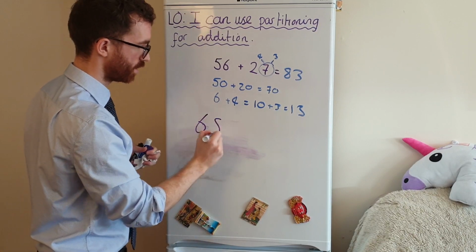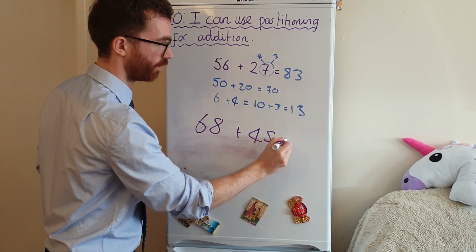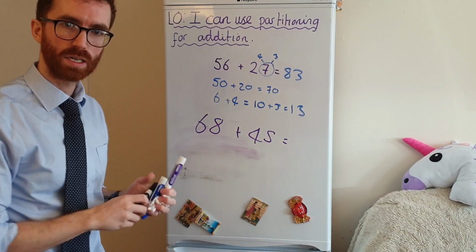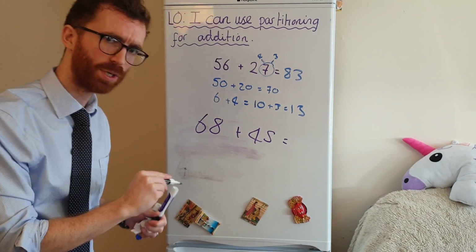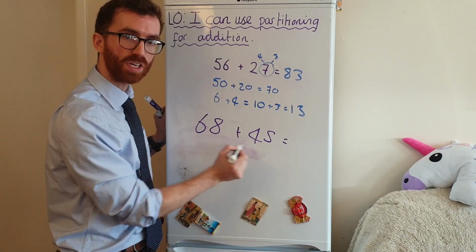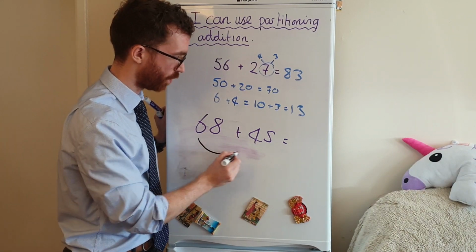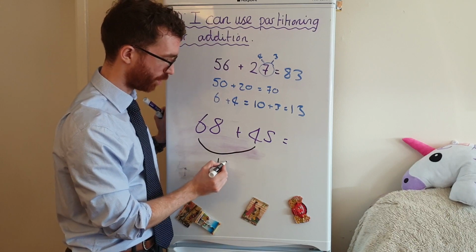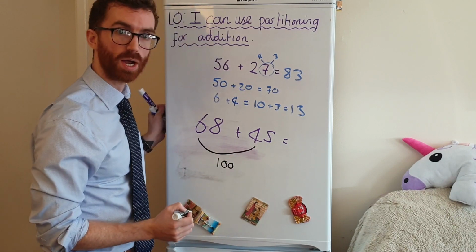So we've got 68 plus 45. Right. Now, did something happen on this one? Did you notice it being a little bit different? I've noticed some number bonds here. 60 and 40 goes to 100. Ooh. So I've got 60 and 40, which is 100 straight away.